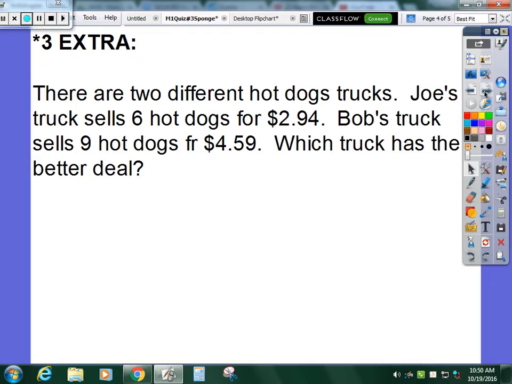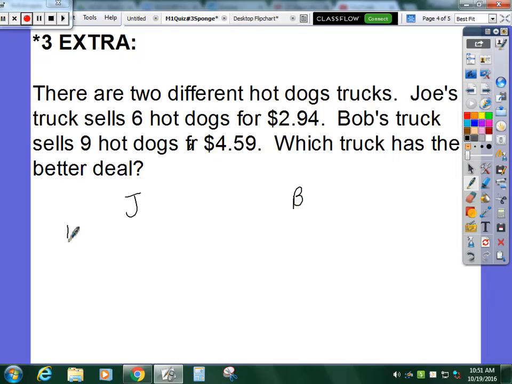So for number 3, the extra problem reads, there are two different hot dog trucks. Joe's truck sells 6 hot dogs for $2.94. Bob's truck sells 9 hot dogs for $4.95. Nice typo, Mrs. Kramer. Sorry about that, guys. Which truck has the better deal? Okay, so I'm talking about Joe's truck and Bob's truck. Okay, pause it, see if you guys can figure it out, and then when you're done, hit play.